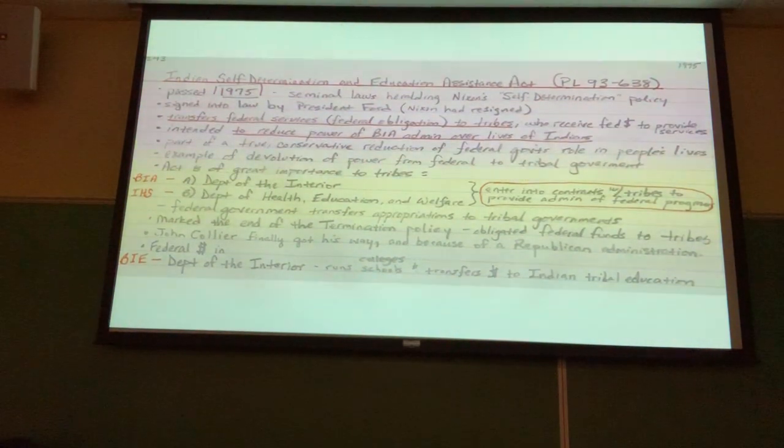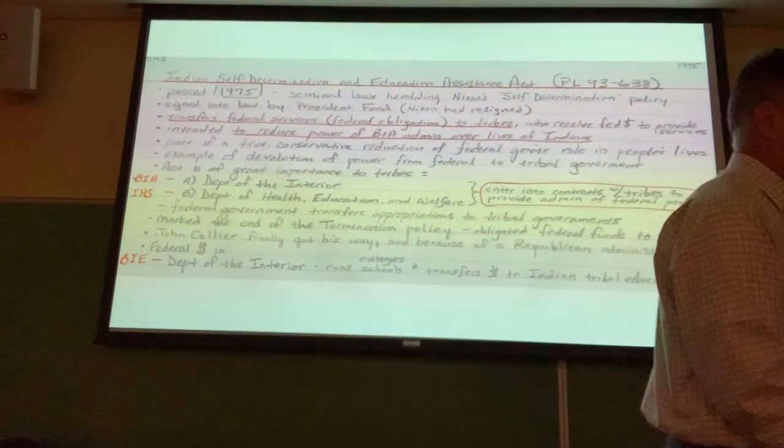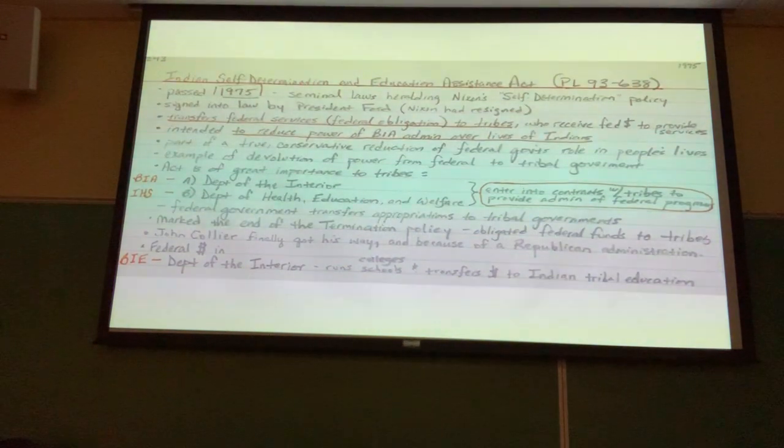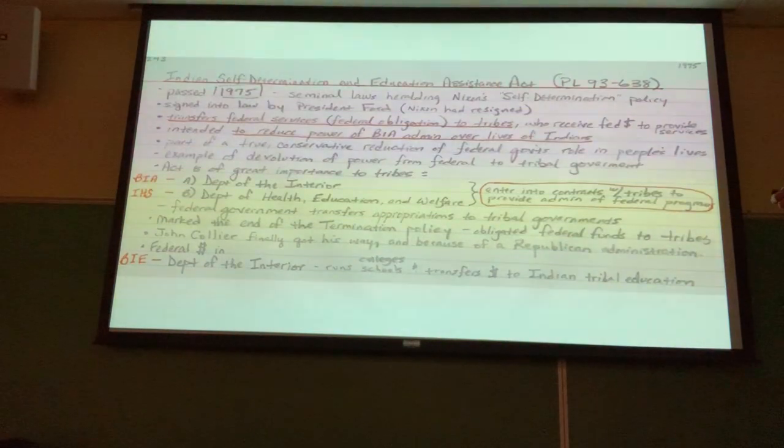All right, so we've talked a little bit about this, but now we're going to really elaborate on it. The law that we're looking at here, the Indian Self-Determination and Education Assistance Act, was passed during the administration of President Ford, but it was really the work of Nixon. Nixon had resigned by the time this was passed in Congress. So it was drawn up earlier, but it was eventually passed in 1975.